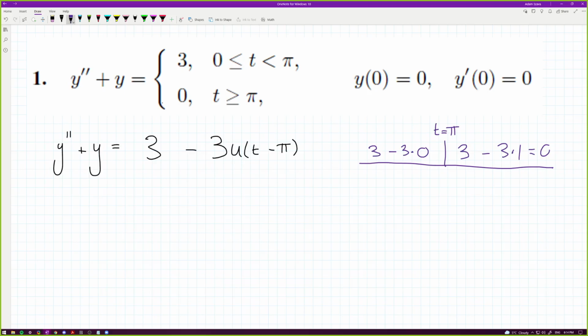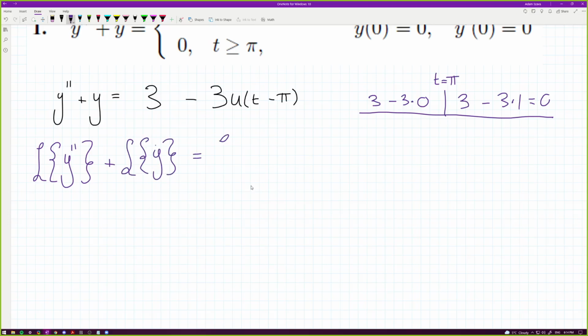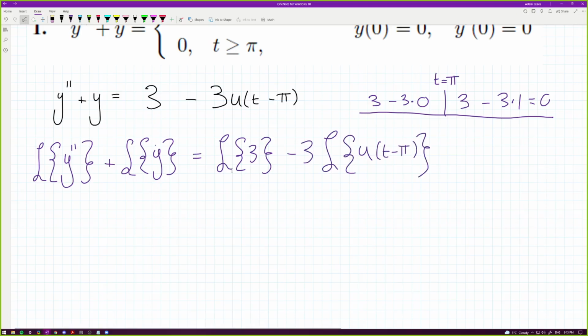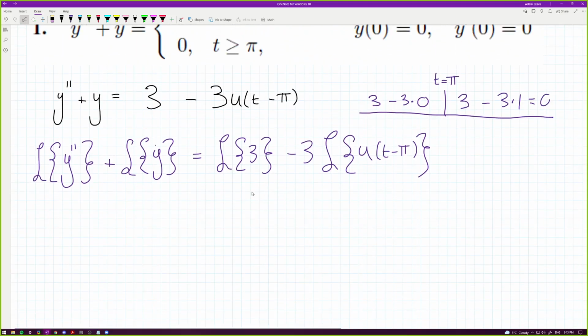Okay, so now that I have this in my unit step function representation, now I can take the Laplace of it, right? So we're just going to take the Laplace of y double prime. I'll immediately distribute it over the addition. So then we have Laplace of y equals Laplace of 3 minus 3 times Laplace of the unit step function t minus pi. Okay, so just use the linear property there. And then here, for the Laplace of y double prime, it's just using the formula for the derivative there twice.